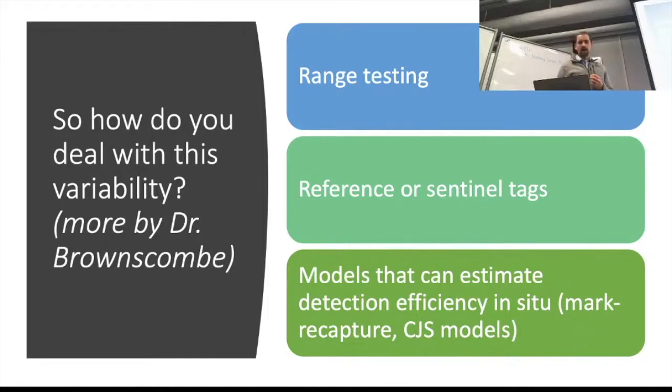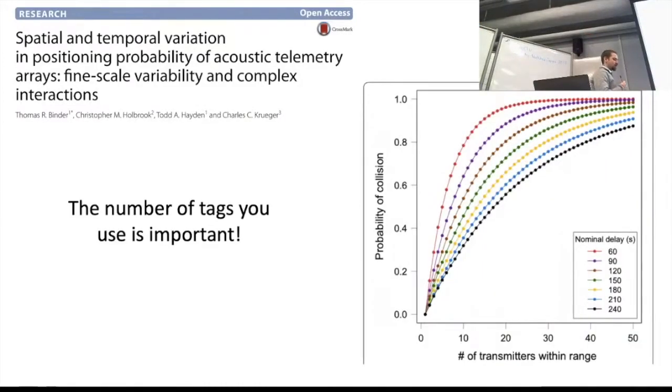Okay. All right, so detection efficiency can change in space, detection efficiency can change in time. You also need to think about how many critters you're putting out into the system and how much you expect them to move, right? These tags rely on these pings going out and these pings getting recorded on a receiver. If you have a lot of things pinging at once, there can be confusion or collisions, and you're not going to get either or any of them. And this is just from this paper here, the probability of collisions with the increasing number of transmitters within range of a receiver or an area.